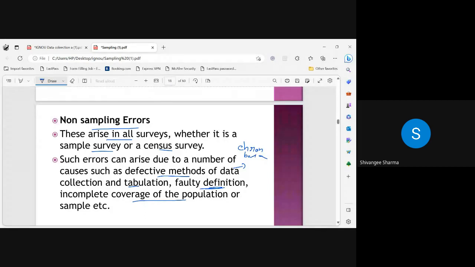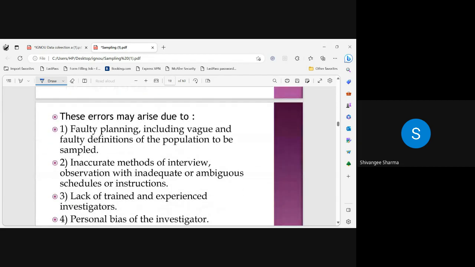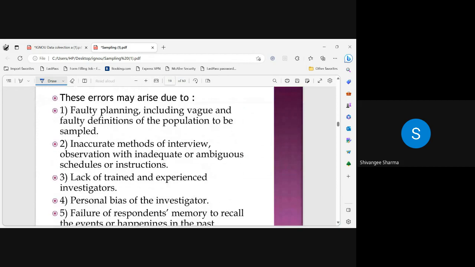If you don't cover the population or sample completely. Population coverage applies in the study of a census, and sample coverage applies in the study of a sample. If you don't cover the sample, then of course the results will be filled with errors, and those errors will pertain to non-sampling errors. Now, why do these non-sampling errors generally arise? What are the reasons for that?